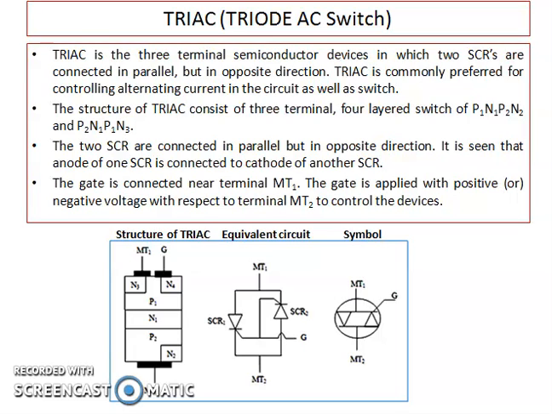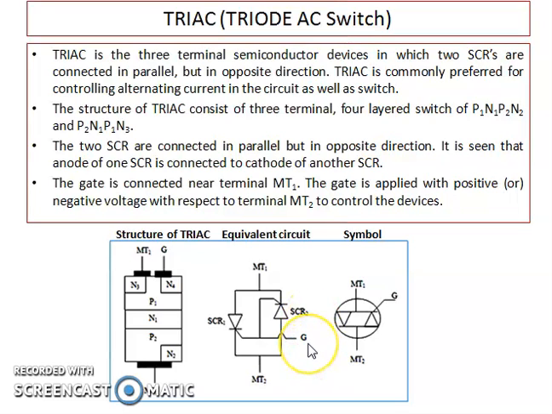As we already know, a transistor can be constructed as back-to-back connected diodes, and an SCR can be constructed using the combination of two back-to-back connected transistors. Here the triac is the combination of two SCRs. From the equivalent circuit diagram, we can clearly find that you have two SCRs connected in parallel but in opposite directions.